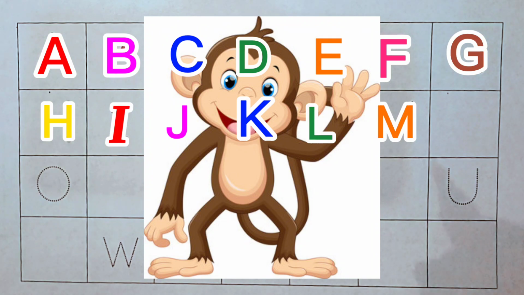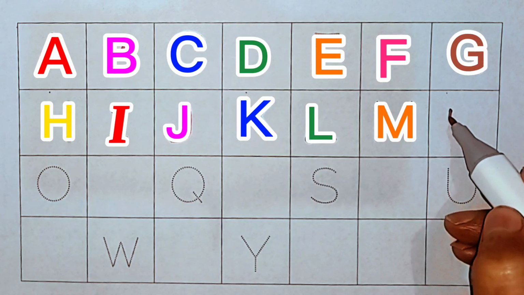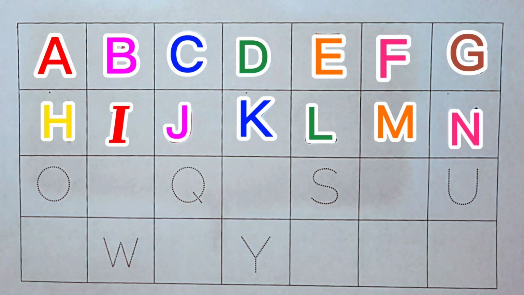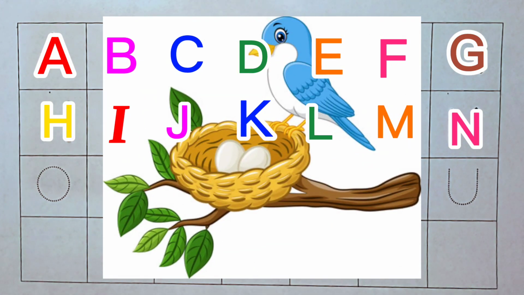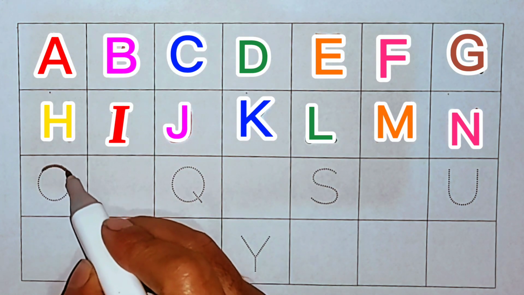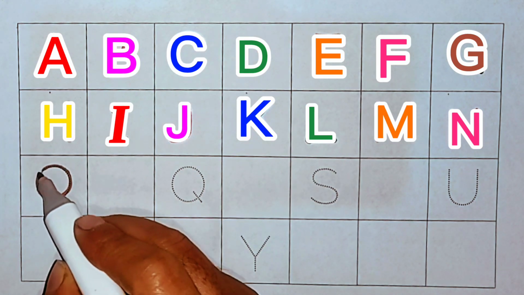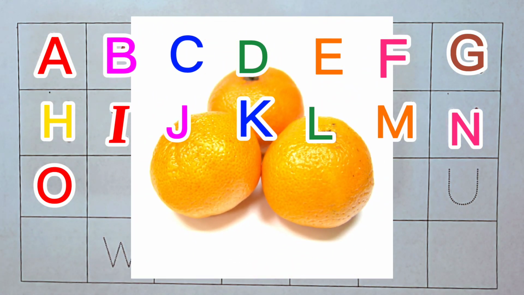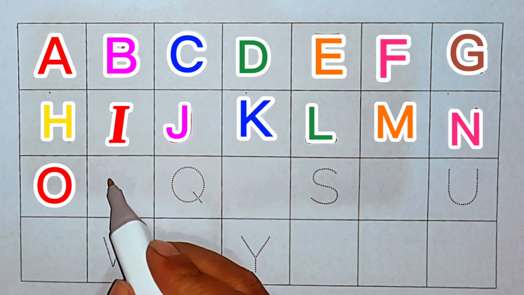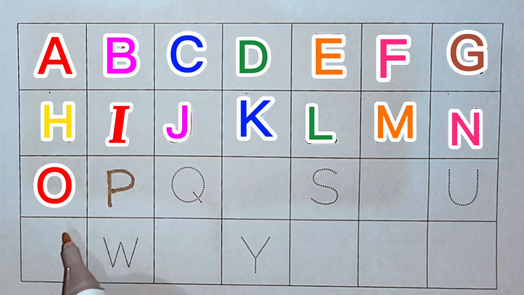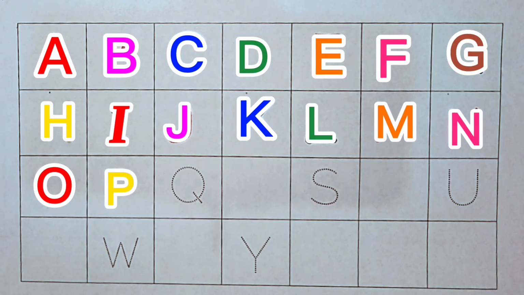M for monkey. Pink color. N for nest. Red color. O for orange. Yellow color. P for parrot.